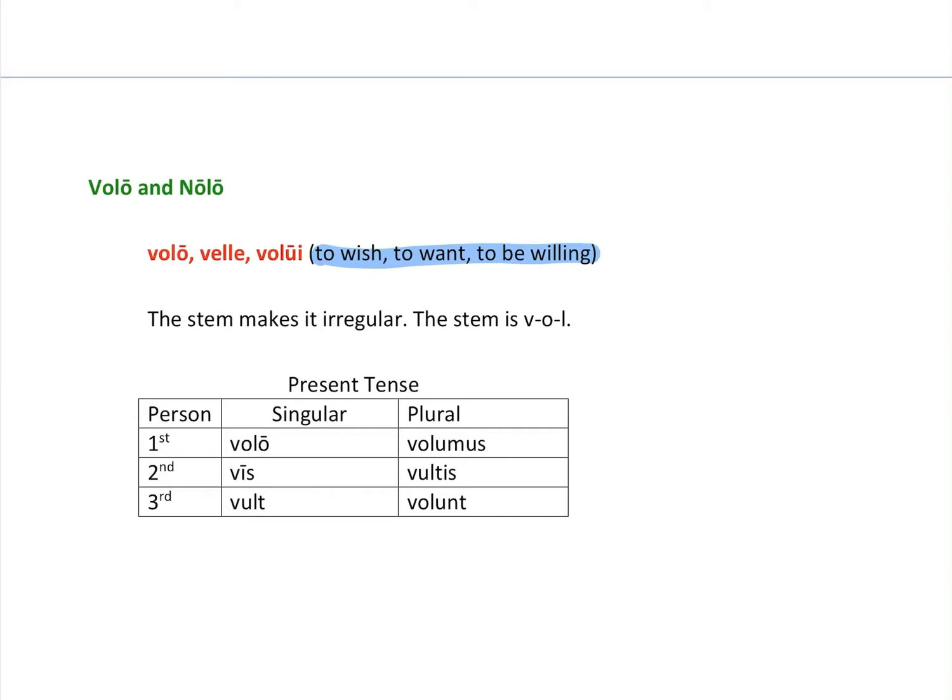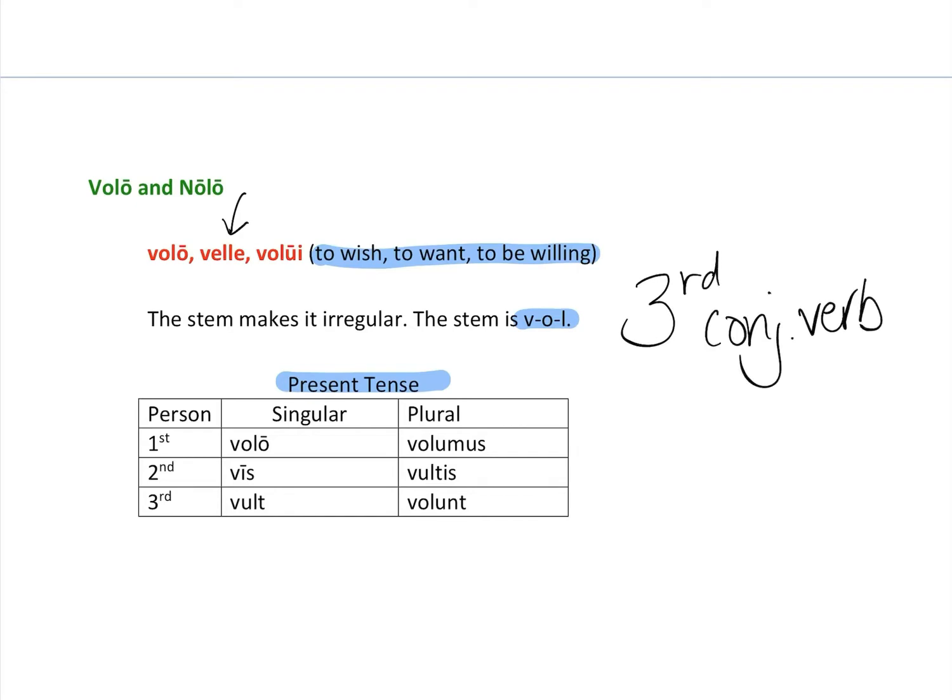So the second thing you'll notice is that the infinitive doesn't look like anything we've seen before. This is the infinitive, velle. And what happens is it's the stem that makes it irregular. The stem is V-O-L, vol. And the easy thing about this irregular verb is that the only weird spellings are in the present tenses, which is what I've given you. Every other tense, remember, is conjugated like a regular third conjugation verb. So keep that in mind.